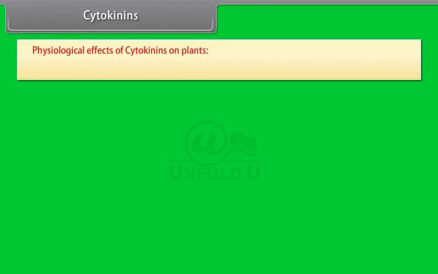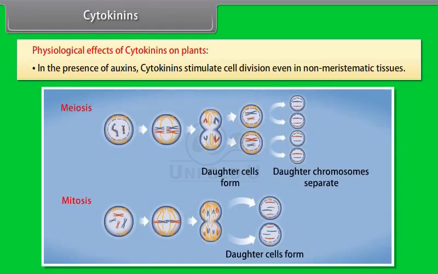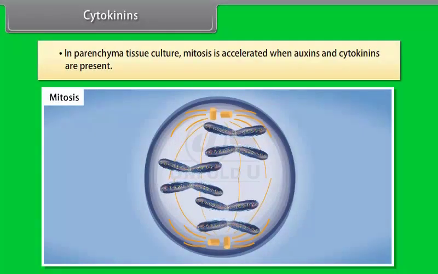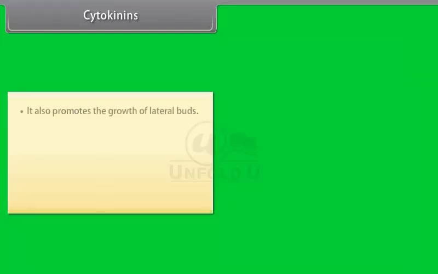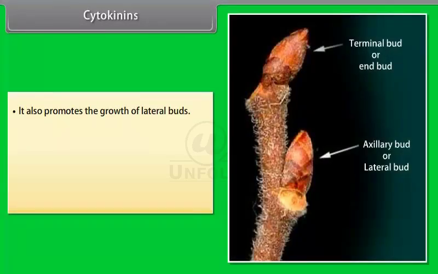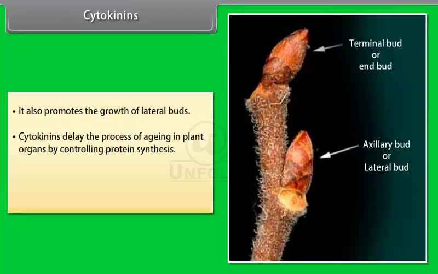Cytokinins. Physiological effects of cytokinins on plants. In the presence of auxins, cytokinin stimulates cell division even in non-meristematic tissues. In parenchyma tissue culture, mitosis is accelerated when auxins and cytokinins are present. It breaks the dormancy of many seeds and promotes their germination. It also promotes the growth of lateral buds. Cytokinins delay the process of aging in plant organs by controlling protein synthesis. It also helps in accumulation of salt in plant cells.